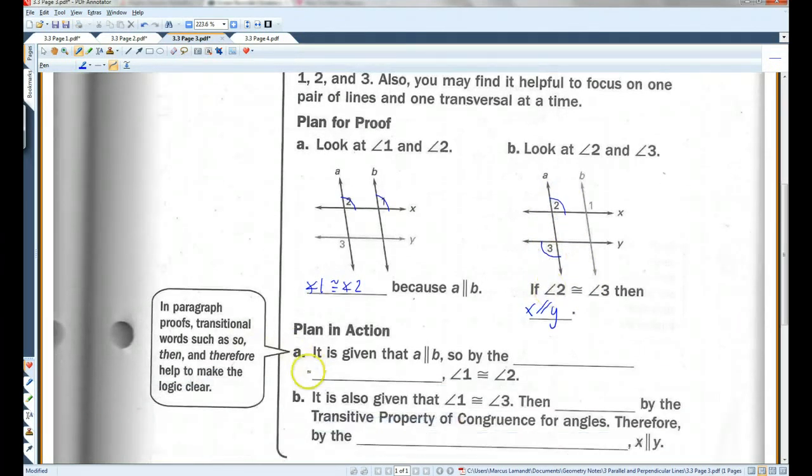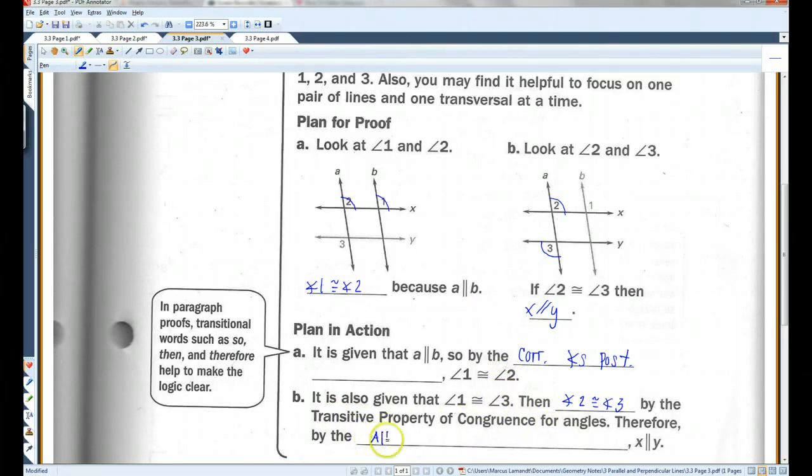So, it is given that A is parallel to B, so by the corresponding angles postulate, angle 1 is congruent to angle 2. They gave you a lot of room to write that out, I abbreviated it though. It is also given that angle 1 is congruent to angle 3. Then, angle 2 is congruent to angle 3. If angle 1 is congruent to angle 2, and angle 1 is also congruent to angle 3, then angle 2 and angle 3 also have to be congruent. That's transitive property. Okay?